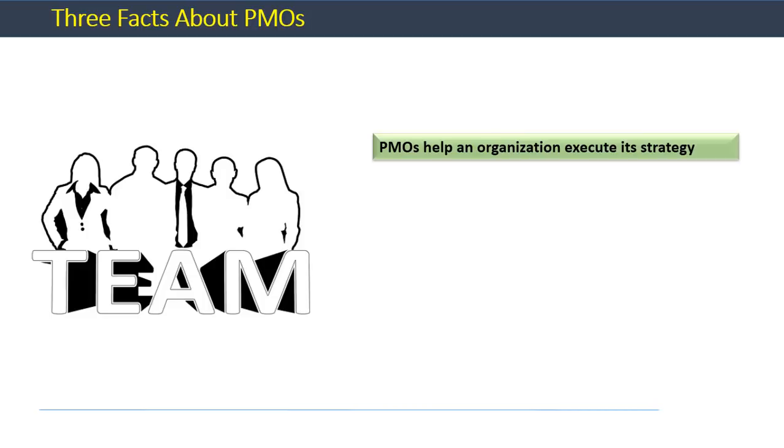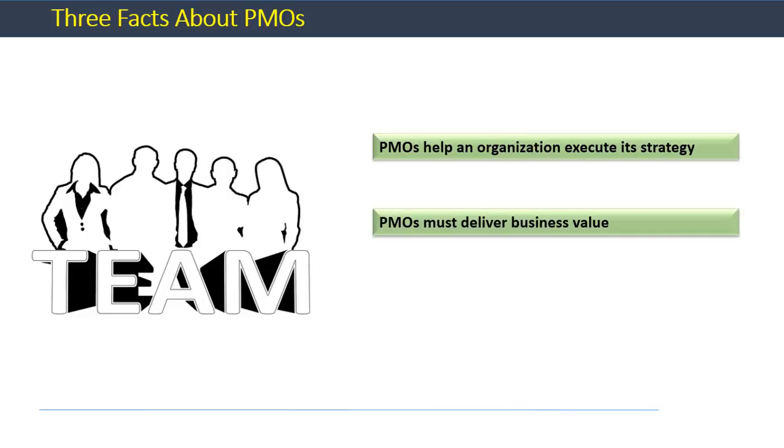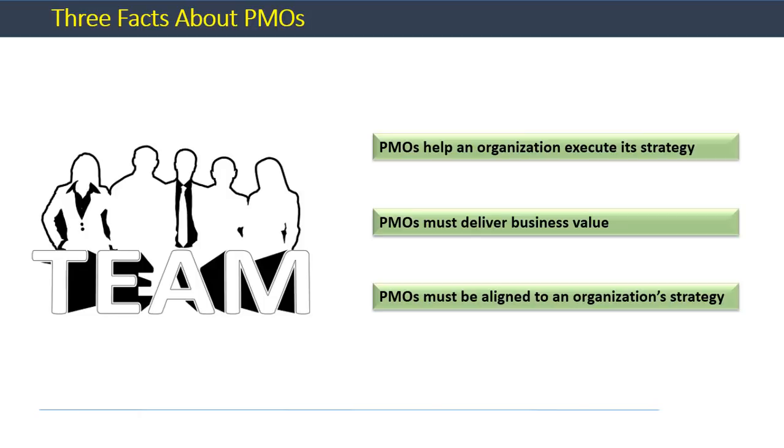The second point is that as setting up of a PMO involves time, effort, cost, and resources, it must deliver business value. This can be done by focusing on the delivery of business outcomes and benefits. One way to stay focused on this is by setting the right KPIs, SLAs, targets, and other strategy measurement tools. And finally, a PMO must be aligned to an organization's strategy. This means that the projects and programs that a PMO works on must be in alignment with the organization's strategy. This can also help in keeping management's attention on the PMO.